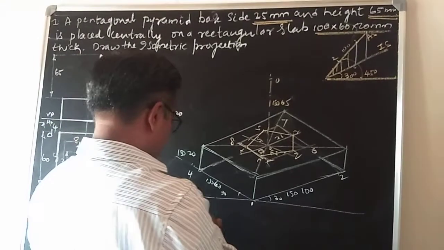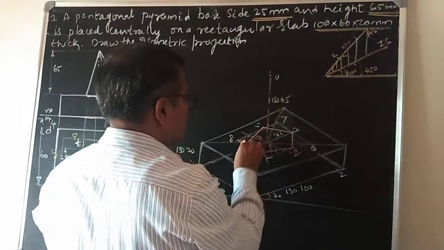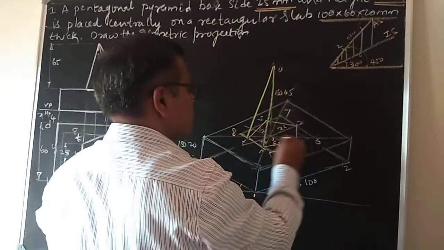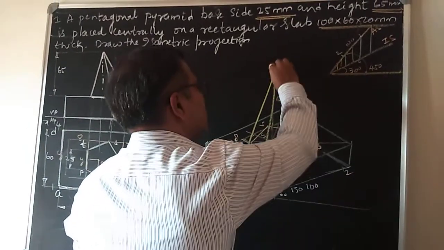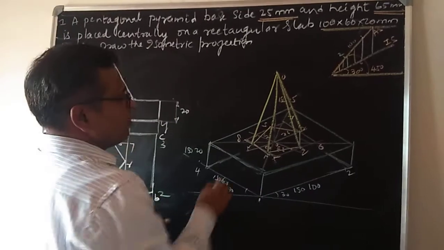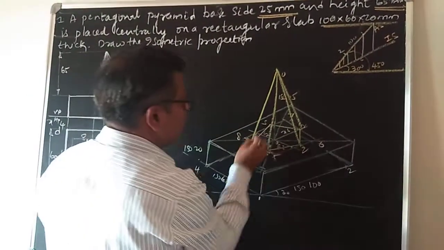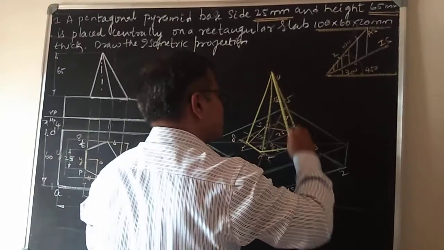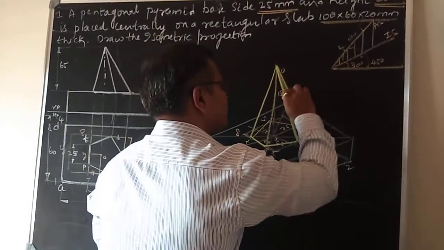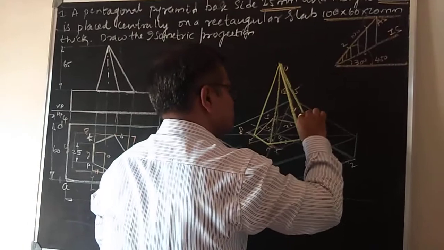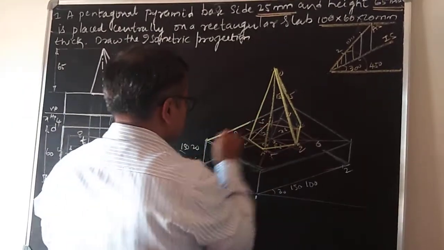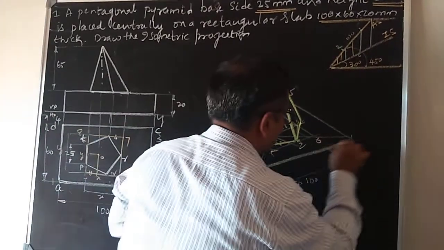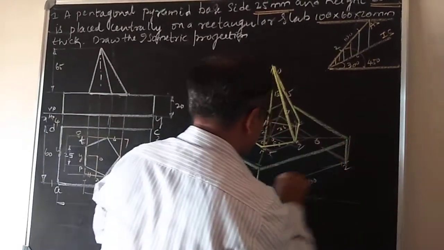After that you connect O to P, O to Q, and like this. See now, when you are coming from top to bottom, make the front vertical faces dark. On the rectangular block, all the front vertical faces are to be dark.